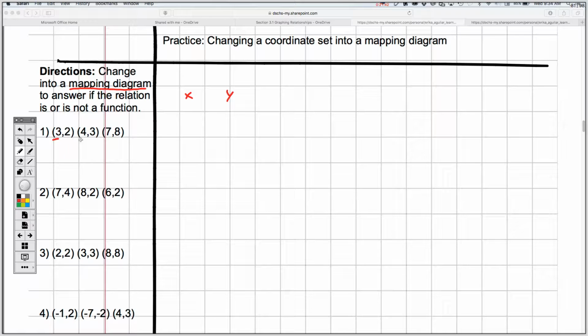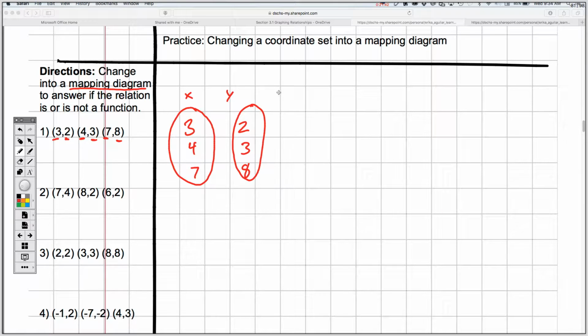So we have a 3, a 4, and a 7. Do any of those repeat? No, so we're going to write all three of them. 3, 4, 7, and then draw a bubble around it. Now for the Y, we have a 2, a 3, and an 8. None of them repeat. Draw a bubble around it.